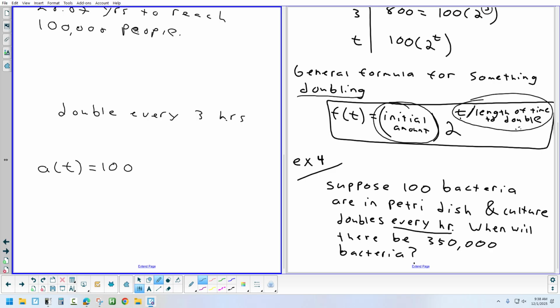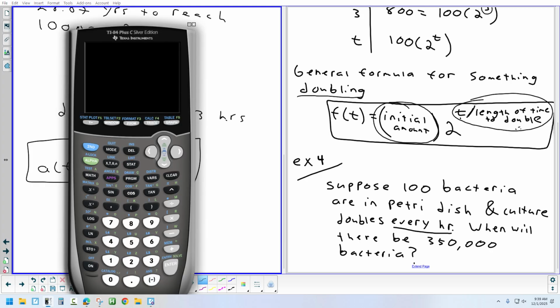When it's doubling, don't worry about 1 plus r. What always comes right after that? Always just put a 2, only if it's doubling. And then you put your variable, and you have to divide it by the length of time to double. What's the length of the doubling time? Every hour. So really, if you put a t, it would be fine, because it is doubling every 1 hour. Okay. So there's your formula. Let's graph it.